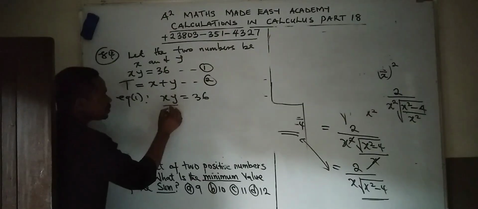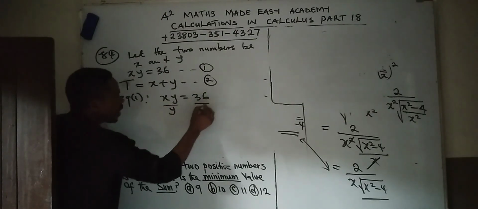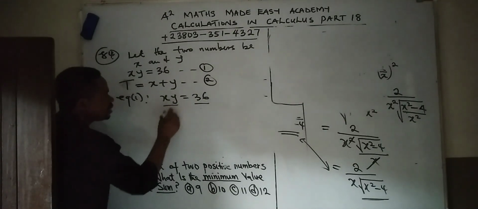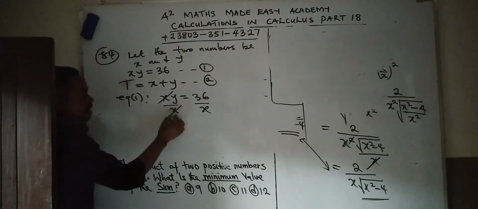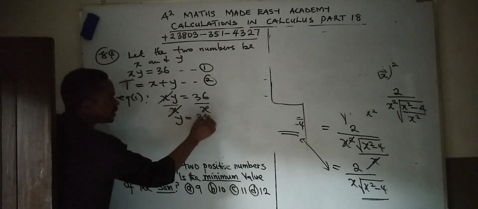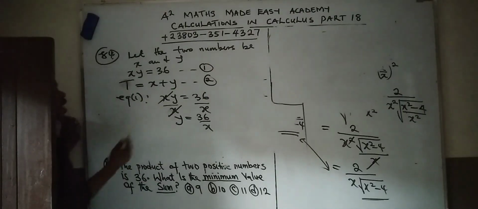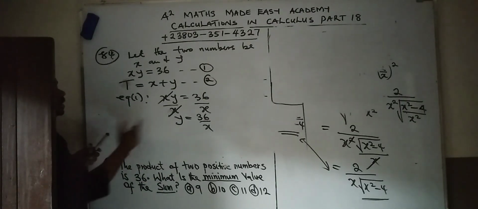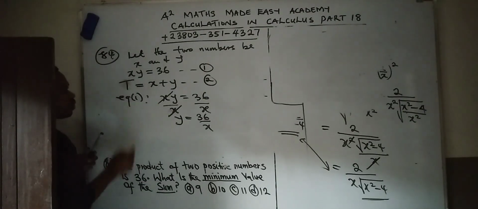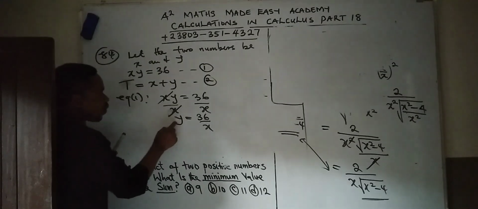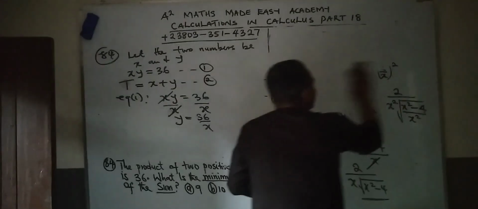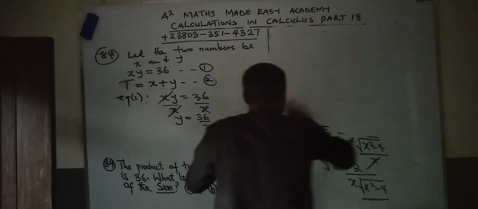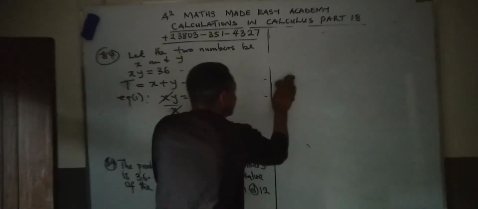I will divide this by x so that x can cancel x. My y should now be 36 all over x. Anyone you can make subject of the formula, this is what comes out in equation 1. Anywhere we see y now in equation 2, remove it and put 36 all over x. Please listen carefully. You must get something from here.